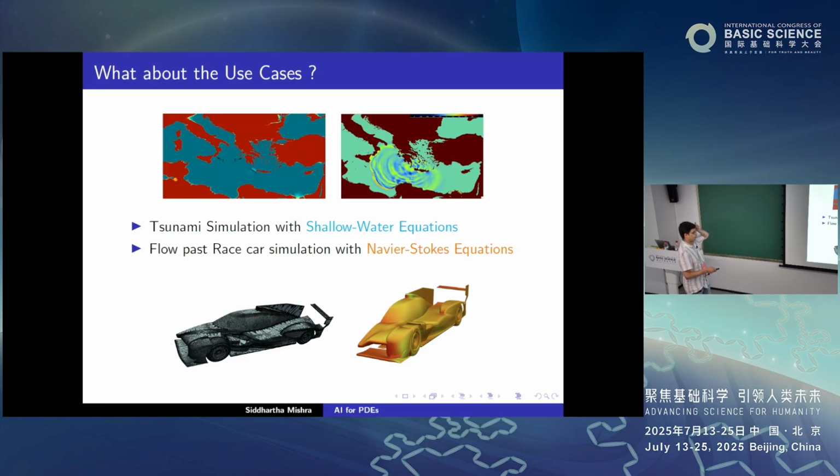So for instance, to simulate a tsunami using the shallow water equations, you can use finite volume methods, you can also use finite element methods to simulate flow past a race car using some Reynolds-averaged Navier-Stokes equations. So this is a very successful, very well established field. There's a lot of research activity going on, including here in China.